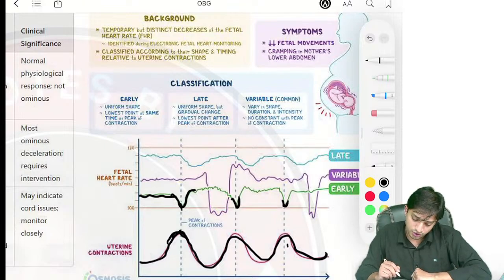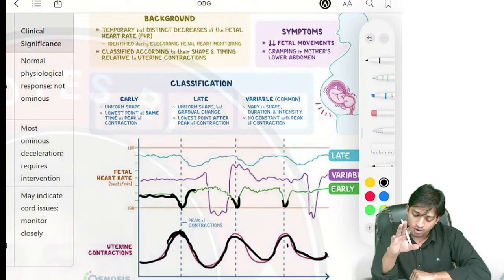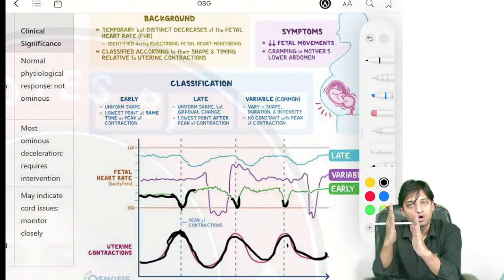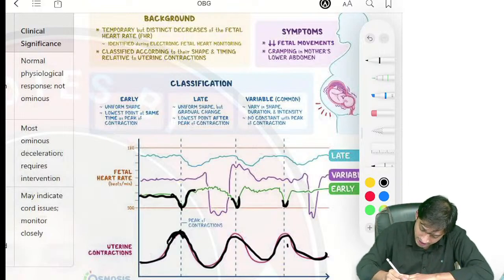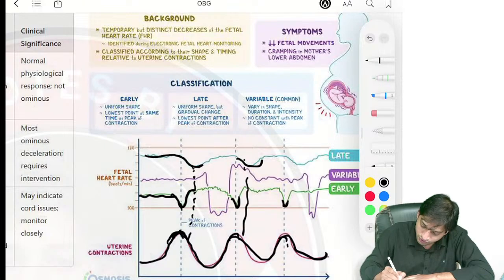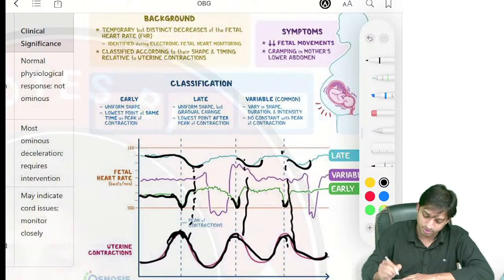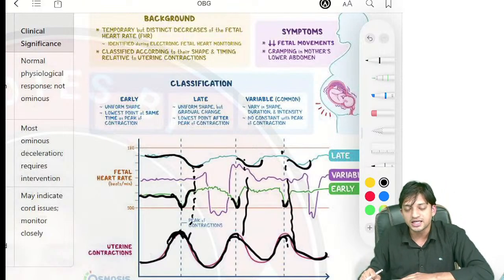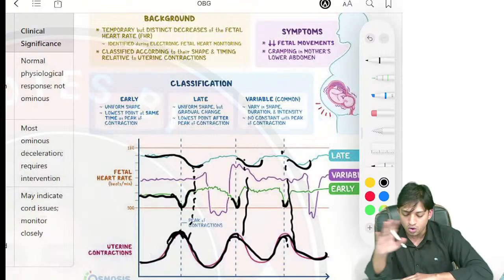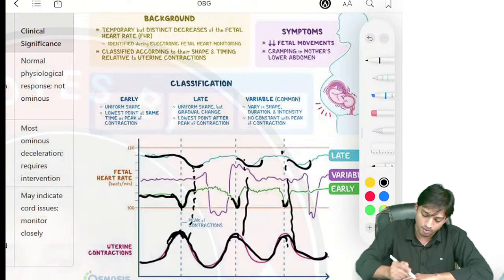In late what is going to happen? Uniform shape, gradual shape, but the lowest point just appears after the uterine contraction. Have a look here, the uterine contraction is here and the lowest point is appearing just after the uterine contraction. It is the late one. You can see just after the uterine contraction the lowest point is coming. Late phase. In the variable phase what is happening? They vary in shape. Variable shape has no correlation, it is more common.